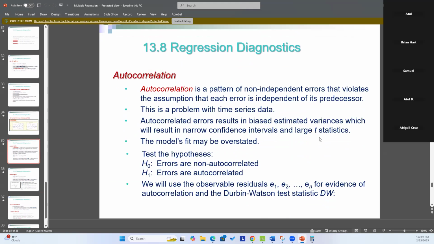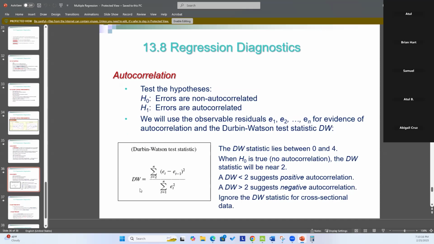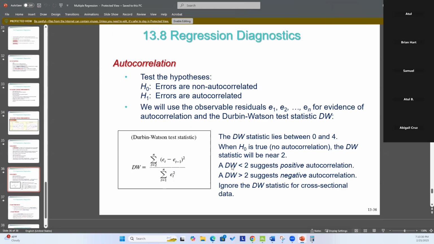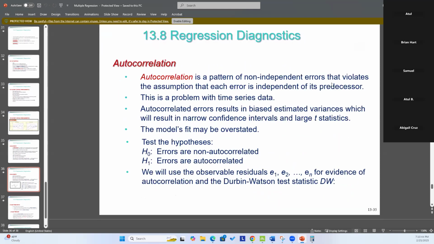But apart from that, errors are autocorrelated or non-autocorrelated, which is done using the Durbin-Watson test, and which is usually done on time series data. The null hypothesis is that errors are non-autocorrelated, the alternative is that errors are autocorrelated. A value less than 2 suggests positive and more than 2 suggests negative autocorrelation, and the DW value lies between 0 and 4. Though we don't need to use it for our purposes, I'm just explaining it.